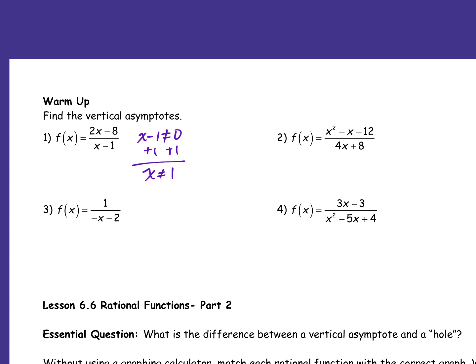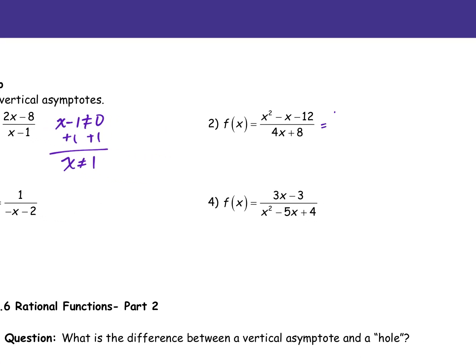So for 2, if I factor, the top factors to (x minus 4)(x plus 3), and the bottom factors to 4 times (x plus 2), so nothing cancels out. So what's going to make the bottom 0 is x plus 2 equals 0, so subtract 2. So x equals negative 2. There's the equation for my line. x can't equal negative 2, so the equation for the asymptote is x equals negative 2.